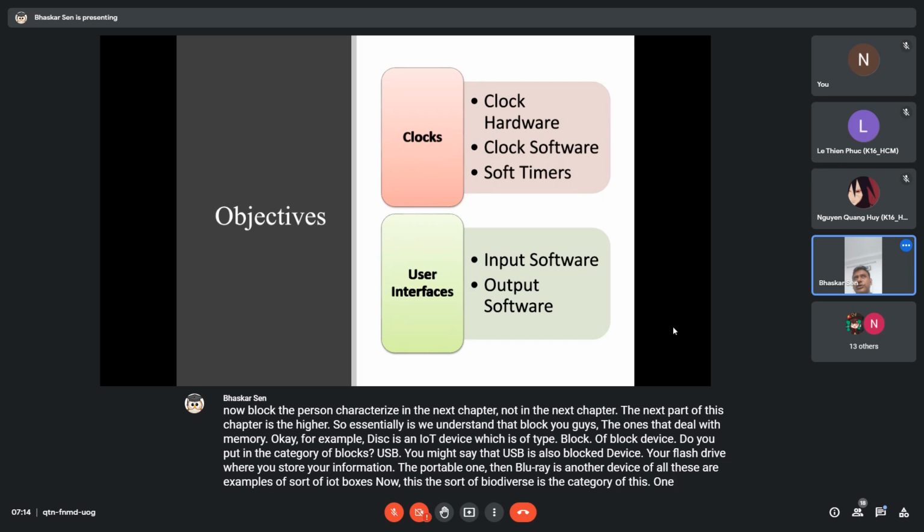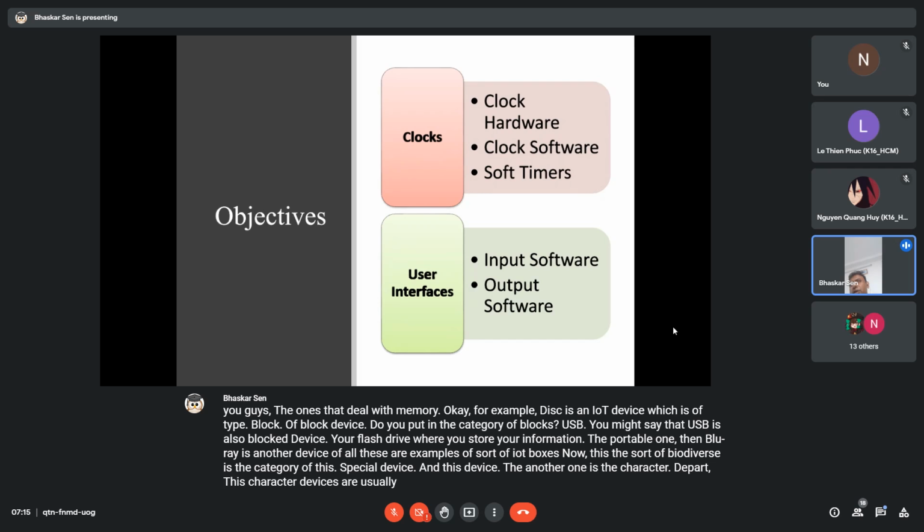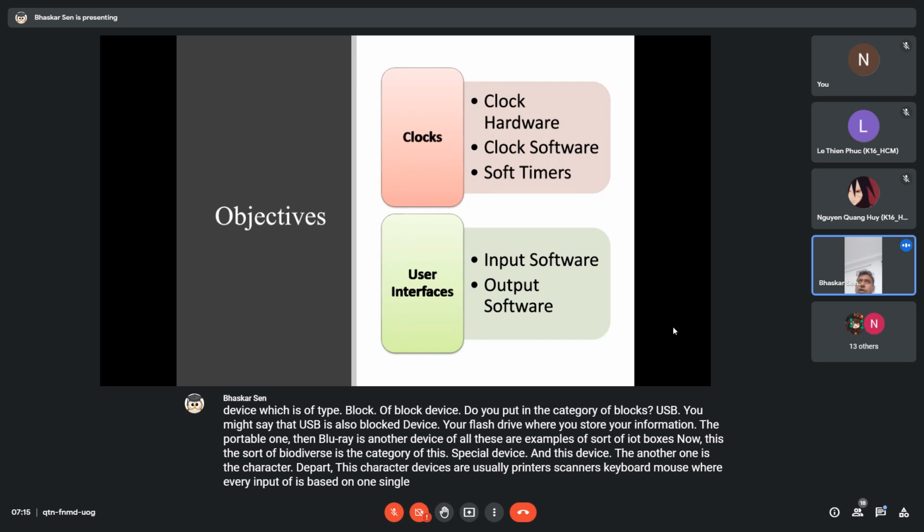One is the block device, a disk device. Another one is the character devices. Character devices are usually printers, scanners, keyboard, mouse, where every input or output is based on one single pulse. That is the character that is transmitted.